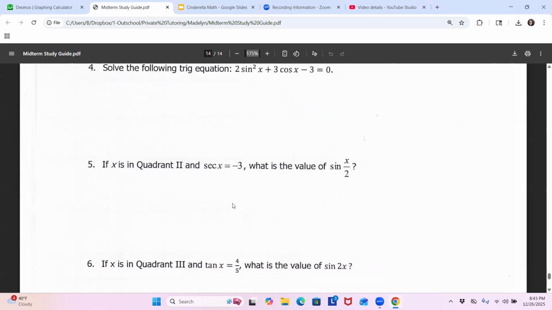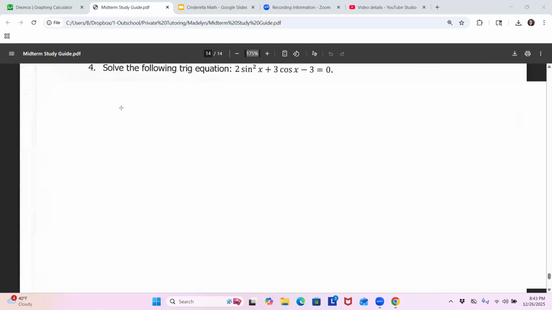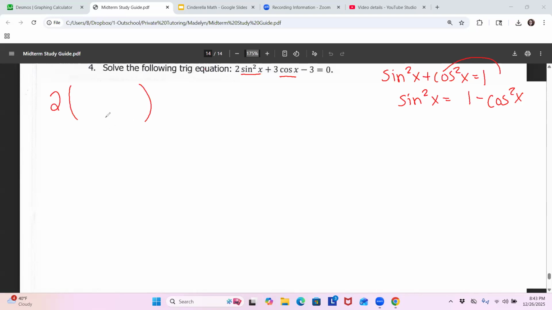Number 4. This one, I'd like to factor it, but this says sine square and this says cosine. So using our Pythagorean identity, sine square plus cos square is 1. Let's solve for sine square. So let's move this over. Sine squared is 1 minus cos square. Let's make that adjustment. So 2, and then let's take out sine square and put in 1 minus cos square. And then the rest, let's just leave for a second.